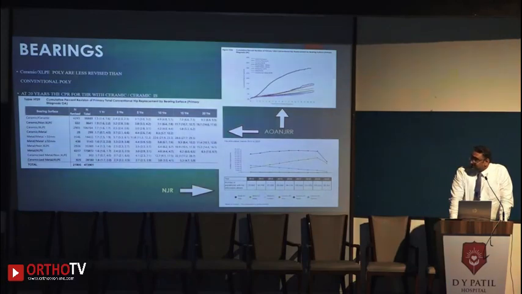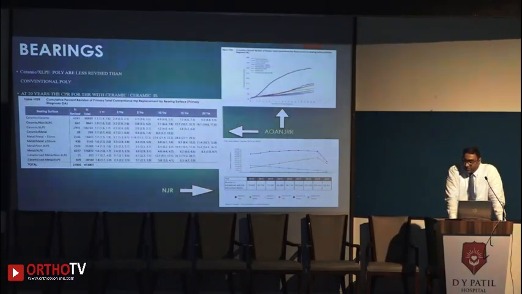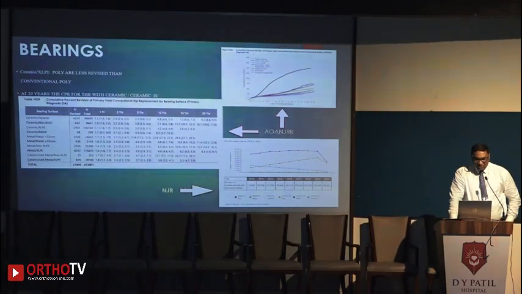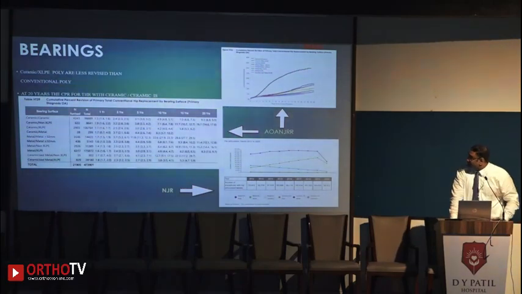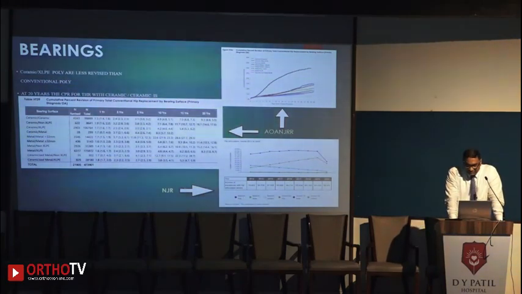So bearing surfaces have already been discussed. Ceramic and highly cross-linked polyethylene are less revised than conventional poly. At 20 years, the cumulative percent revision with ceramic on ceramic is very low, around 5.8%. This has been proven in the registries of the UK and the Australian registry.